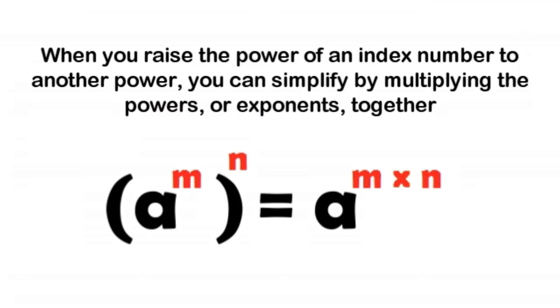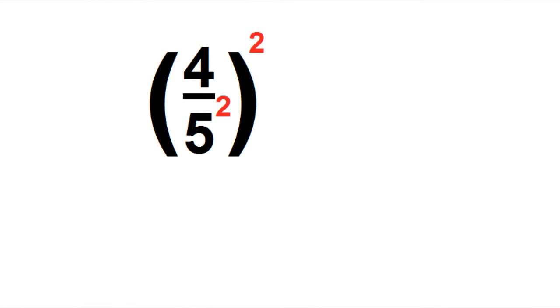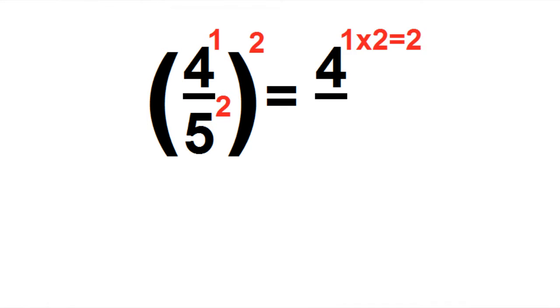And this also works when you have a fractional base too. Let's say we have 4 over 5 squared, and the whole thing is going to be squared again. We can use the index law to work this out. The exponent outside the bracket is 2, so we just multiply this 2 with all of the exponents inside the brackets. This 4 has an exponent or power of 1, so 1 times 2 equals 2. And this 5 has an exponent of 2, so 2 times 2 equals 4. 4 over 5 squared, in brackets, squared, is equal to 4 squared over 5 to the power of 4.